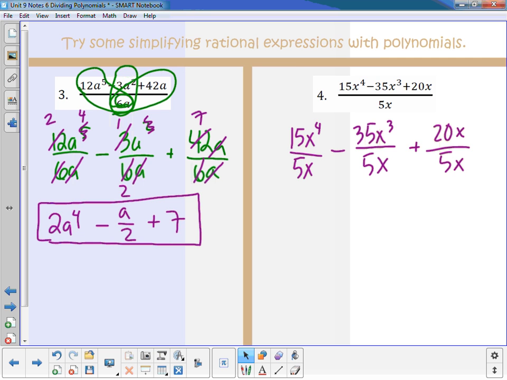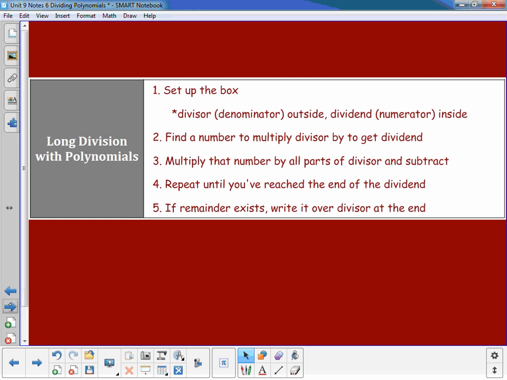Now let's talk about long division with polynomials. The steps for long division with polynomials are the same as the steps for just dividing numbers using long division. The first thing I do is set up the box. The denominator, or the bottom, the divisor it's called, goes on the outside. The dividend goes on the inside. Then I'm going to find a number to multiply the divisor by to get the dividend. After I do that, I multiply by all parts of the divisor and subtract, and then I'm going to repeat each time until I reach the end of the question.